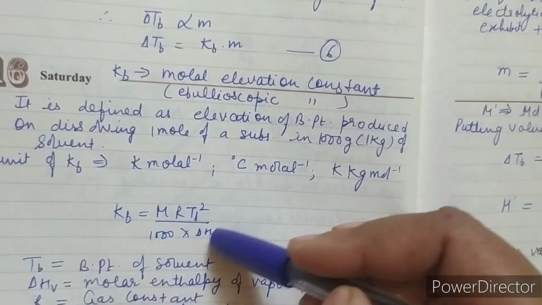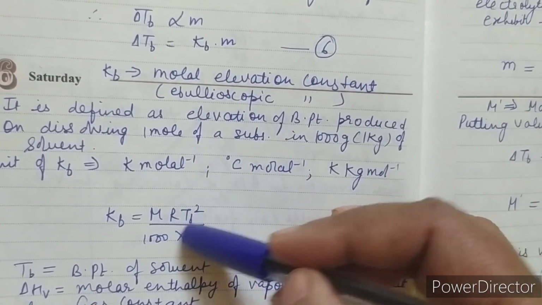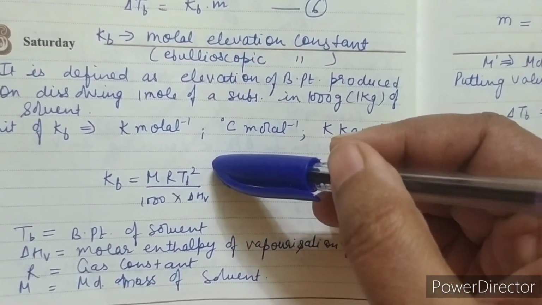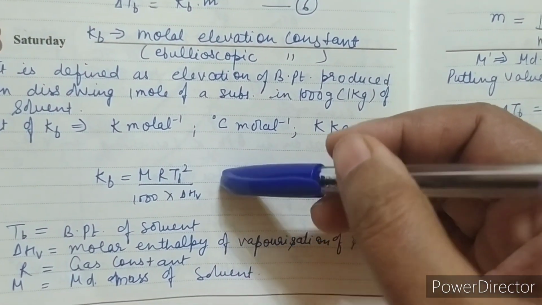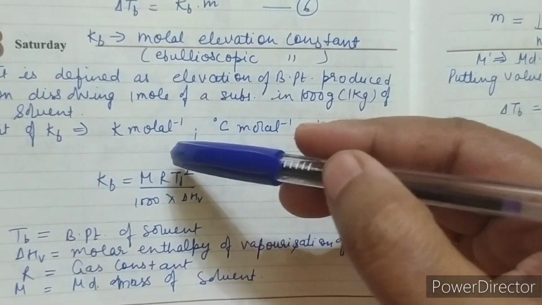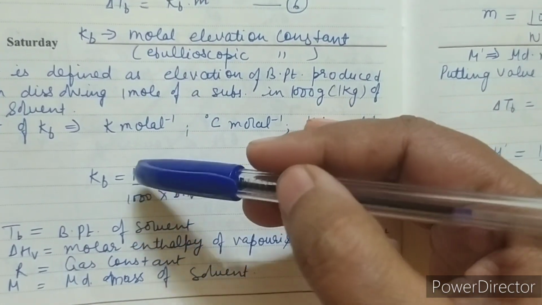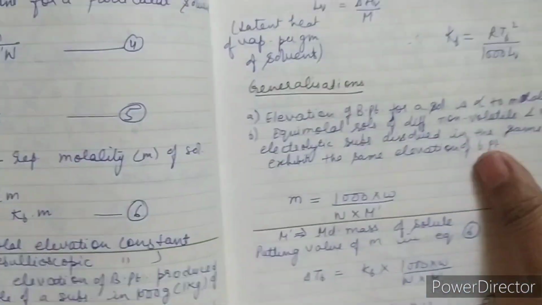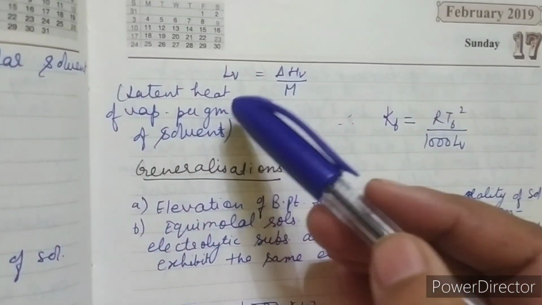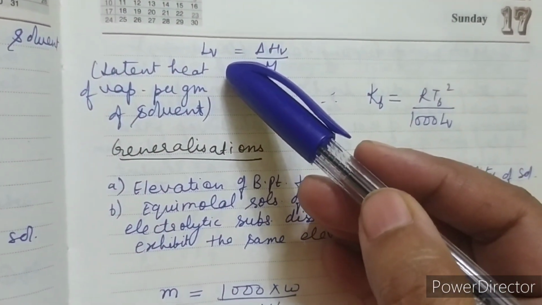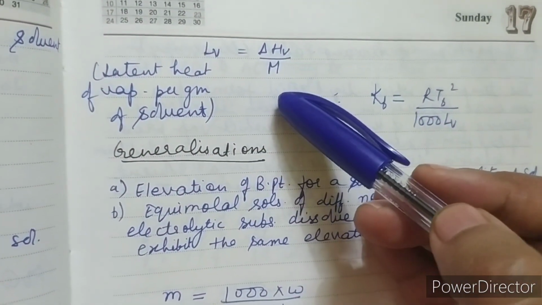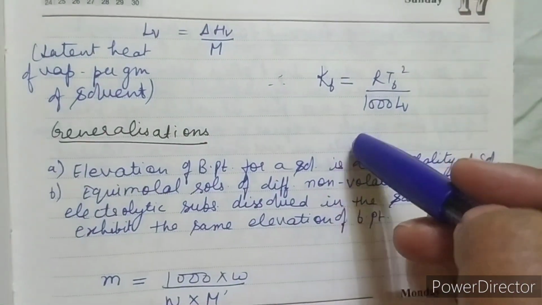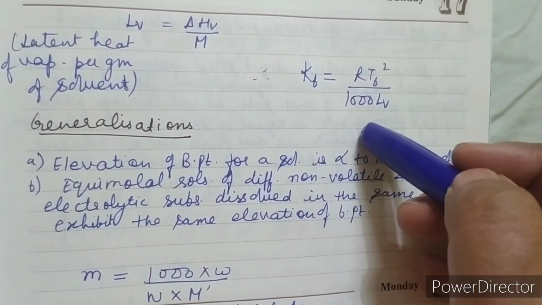Now this is the expression for elevation in boiling point, M R TB square upon 1000 into del HV, where TB is the boiling point of the solvent. This is the molar enthalpy of vaporization of the solvent. This is the gas constant, and this is the molar mass of the solvent. Now in this expression, another replacement is by LV, which is the latent heat of vaporization per gram of the solvent, that is del HV upon M, and we will replace this in this expression and you will get Kb as R TB square upon 1000 LV.